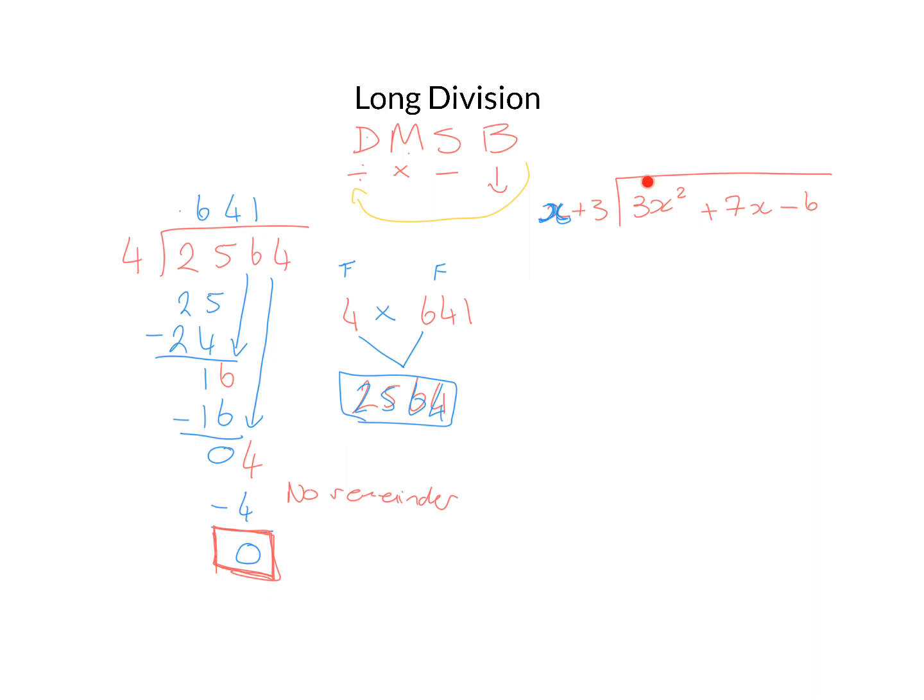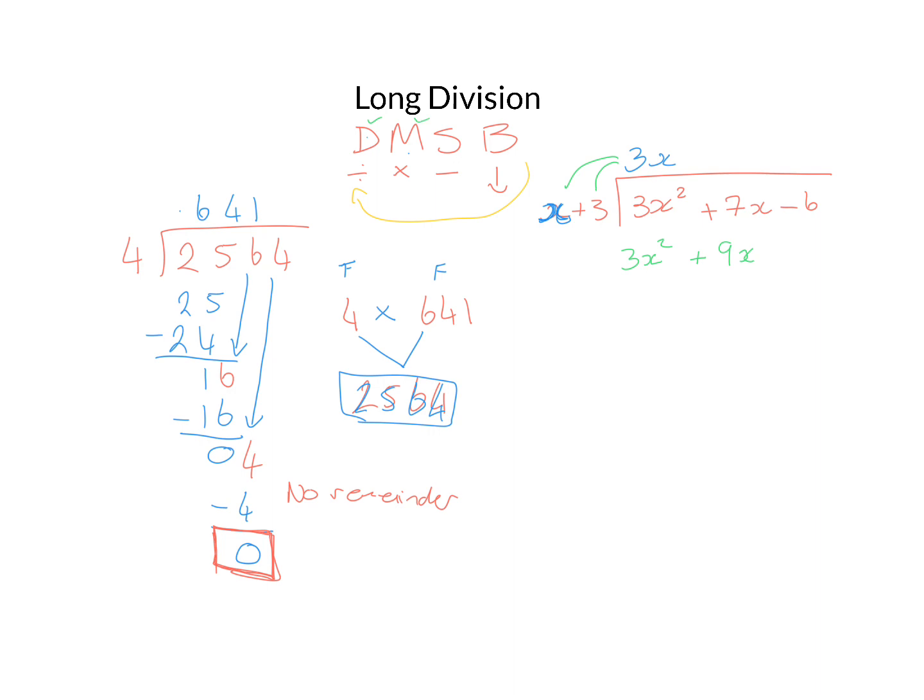I'm going to say 3x squared divided by x. So 3x squared divided by x leaves me with a 3x. Now when I multiply both values, 3x times x gives me 3x squared, and 3x times 3 gives me plus 9x. So that's my division and my multiplication.